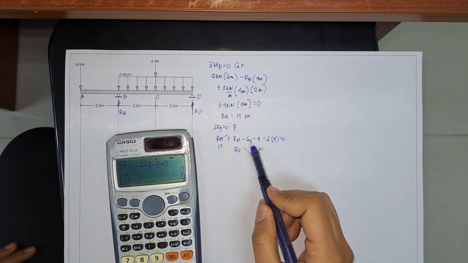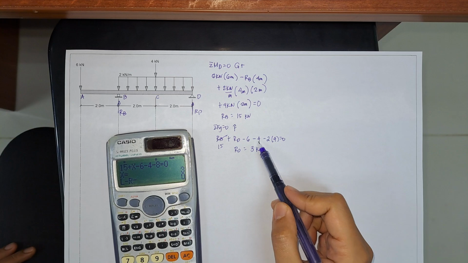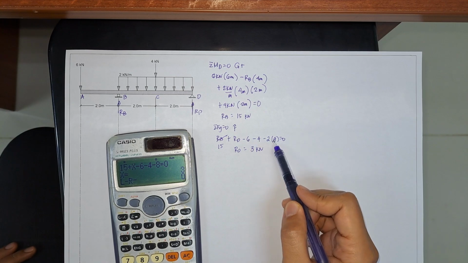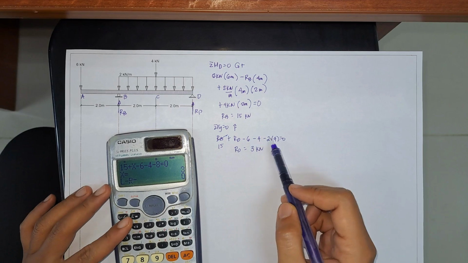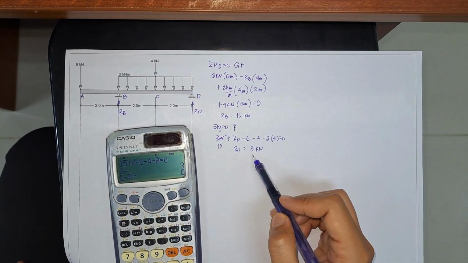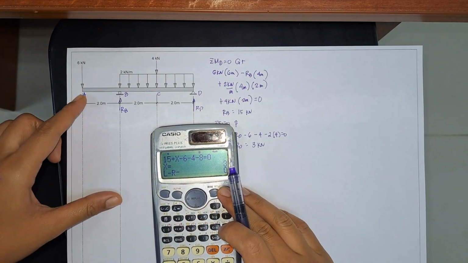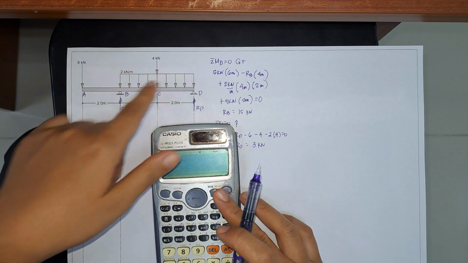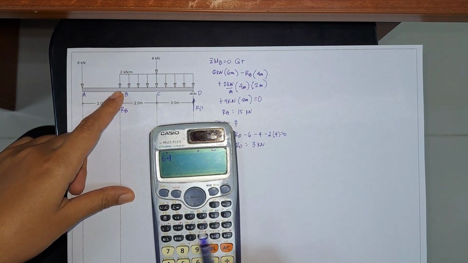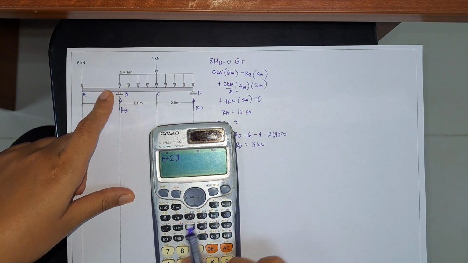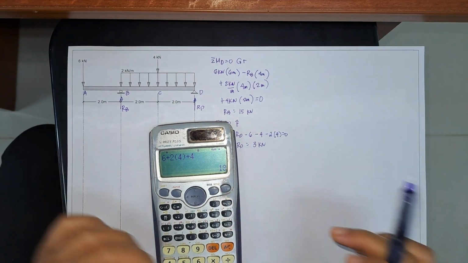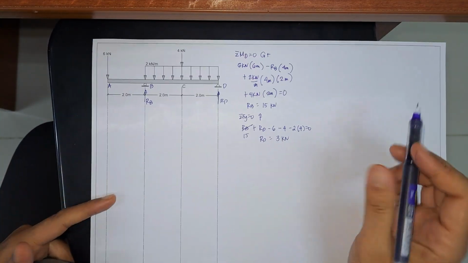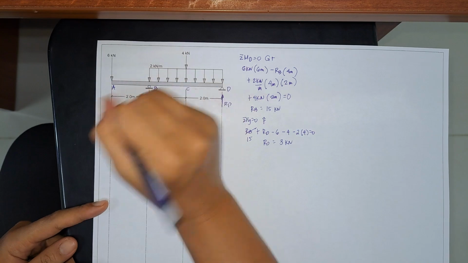Double check. So, we have 15 minus 6, 9. Negative 8. 4, 12, 6, 18. So, negative 18 plus 15. Okay, tama. So, we have 3 kilonewton. And then, sum up lahat natin yung force sa taas. So, 6 plus 2 by 4 plus 4. So, dapat we have 18. Okay, tama. Check. Next, let's create now sections.